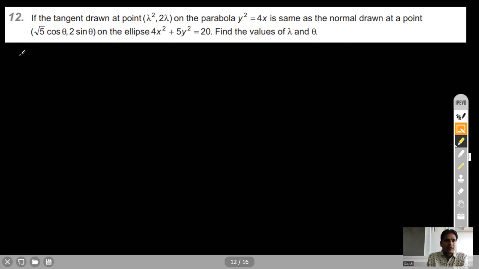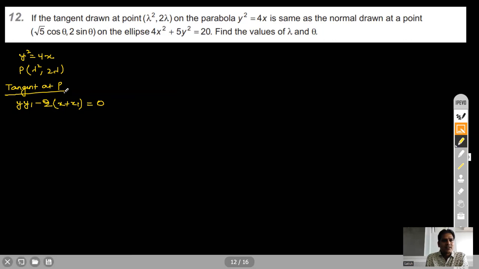Okay, so the parabola is y square is equal to 4x. It is our standard parabola. And the given point is P, whose coordinates are lambda square comma 2 lambda. Now, what I have to do, I have to write the equation of tangent at P. So what we do: y y1 minus 2 times x plus x1 is equal to 0. This will be the equation of tangent, T equal to 0, right? And now put the value of x1 and y1 here. So y into y1, which is 2 lambda, minus 2 into x plus x1, x1 is lambda square, plus lambda square is equal to 0, right?